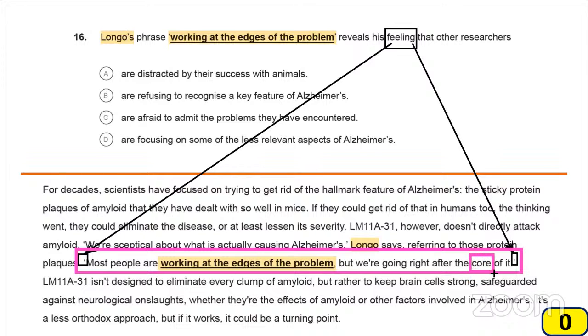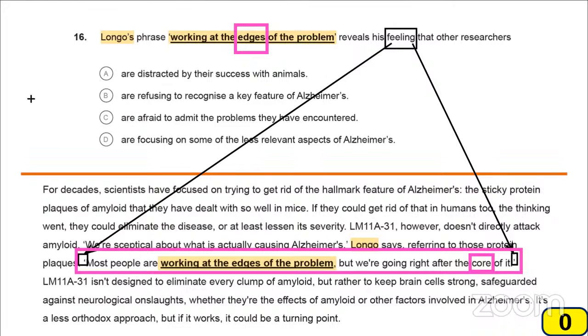So what does it mean? Answer is not there. You read any 100 times, you will not find the answer in the less relevant aspects. You should read between the lines. That is what I'm telling you. You read any number of times, you will not get the answer there. Still, core means center. Okay. Here itself, edges is related to core.